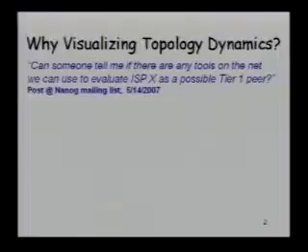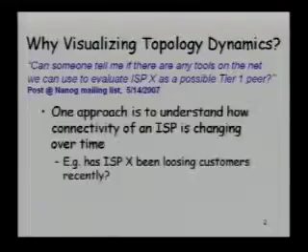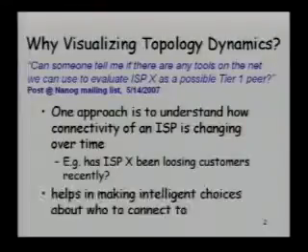So why visualize topology dynamics in the first place? This was a message I got in NANOG a couple of weeks ago. Someone asking if there was some tool around to evaluate some ISP for a possible connection. And I don't think this guy got any answers, actually. But one approach to answer this person is to look at how connectivity of ISPs change over time. For instance, if ISPs are losing customers or gaining customers in the recent past. So if we have this knowledge, we can help in making intelligent choices about connectivity.